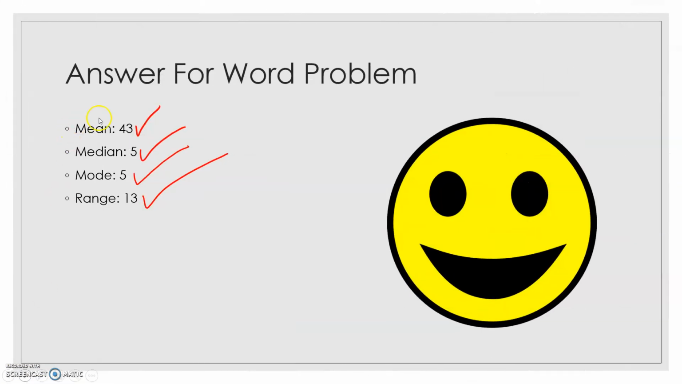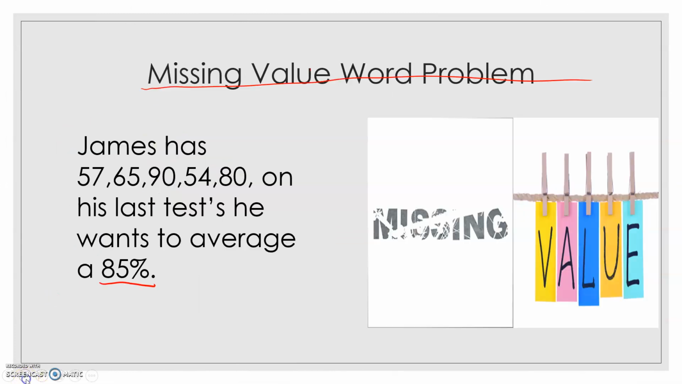The answers. Mean is 43. Median is 5. Mode is 5. And range is 13. Missing value word problem.